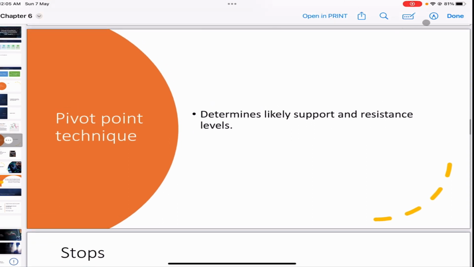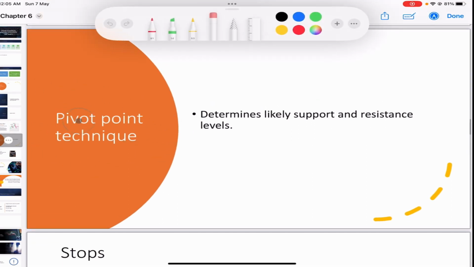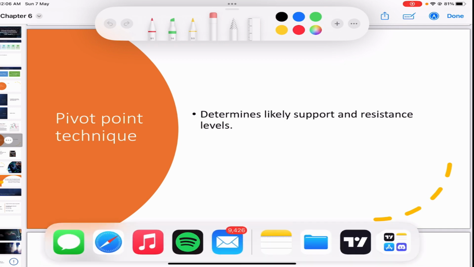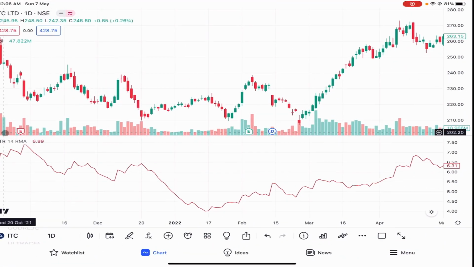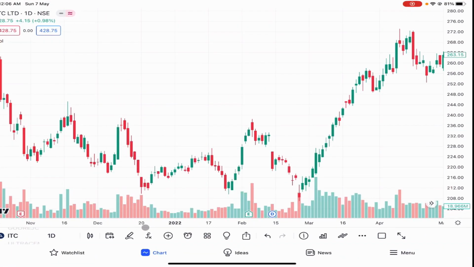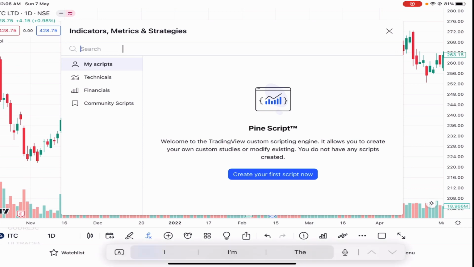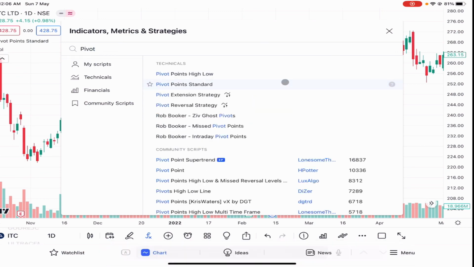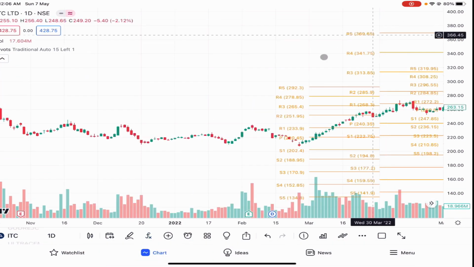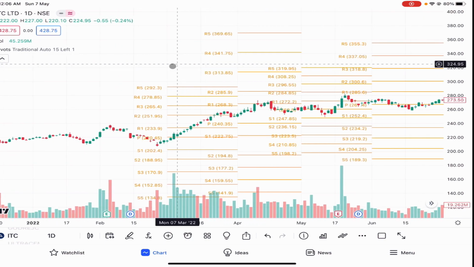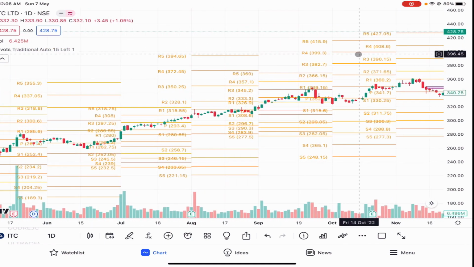Moving on, we come to my favorite technique, which is my pivot point technique. You must have heard about pivot points multiple times, right? The pivot point technique is a method of determining the likely support and the likely resistance levels. If you go on your chart, let me just remove my ATR, and plot my pivot points standard, look at this. It plots your likely support and resistance levels.